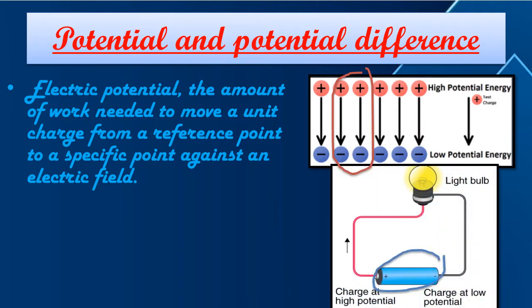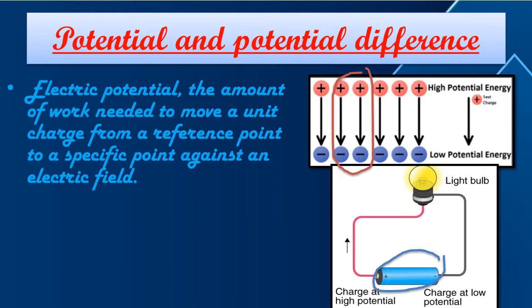And next, this is an electric circuit. You can observe the charges at higher potential, that means from positive to negative. Charges at low potential will move toward the charges at high potential.